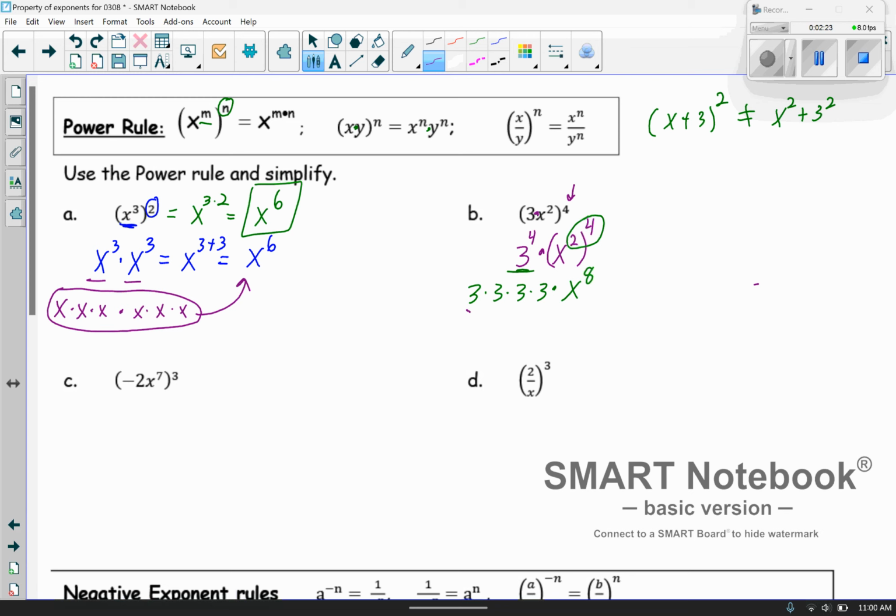All right, so 3 times 3 is 9, 3 times 3 is 9, and then when you multiply the 9s together, you'll get 81, and then we have our x to the power of 8 right there.